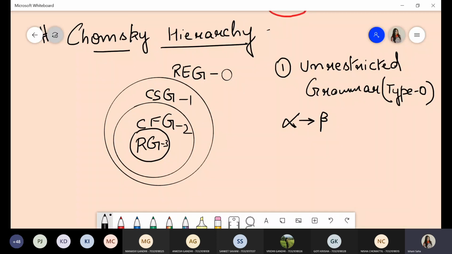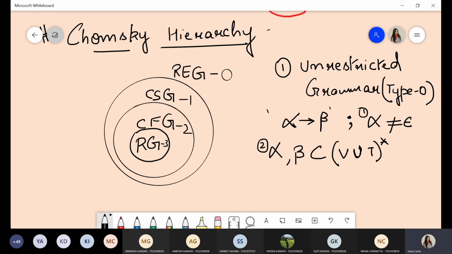Next you write down: this type of grammar permits productions of the form alpha tends to beta, or alpha produces beta, such that alpha should never be epsilon, and alpha, beta is a subset of (variable union terminal)*. So these two conditions are to be fulfilled.